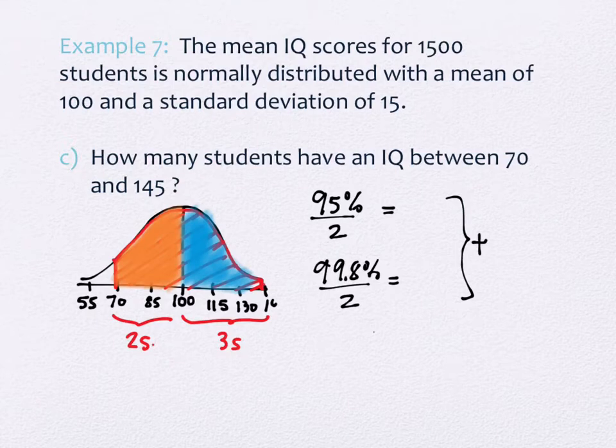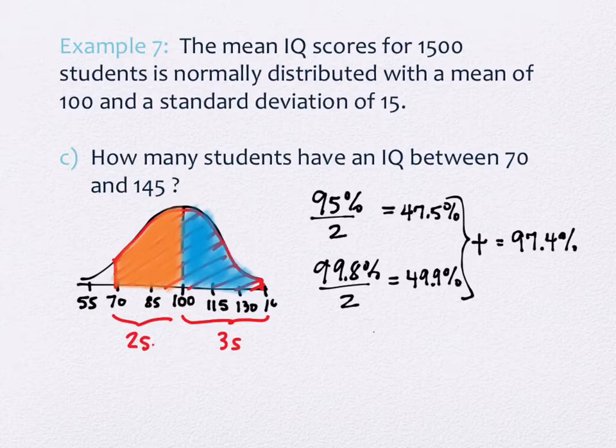We already did 95 divided by 2. We found that earlier. That's 47.5. What is 99.8 divided by 2? Got 49.9. Does that sound right? Yes? Cool. And then we're going to add those together. So I get 97.4%.